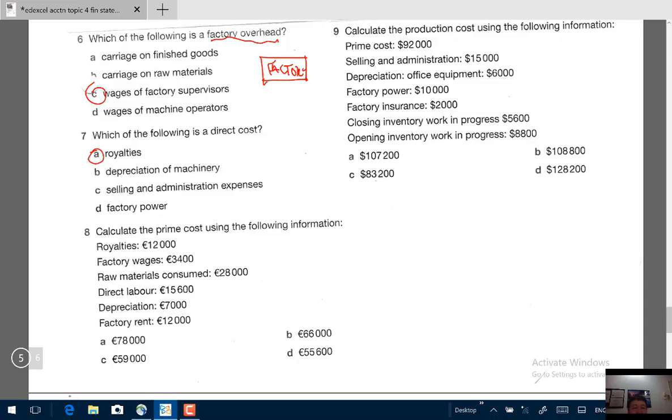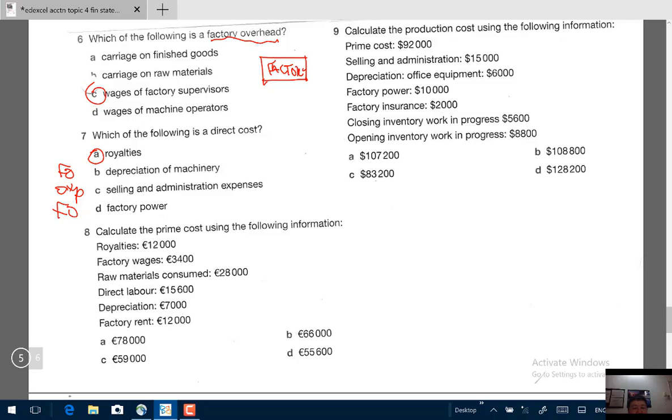Royalties? Yes. Depreciation of machinery? No, it's a factory overhead. Selling expense? No, it's an expense that goes to the income statement. Factory power is also a factory overhead, so the only answer is royalties. Royalties, why is royalty a direct cost or a direct expense? Because based on the number of items that you manufacture, you have to pay royalties to that person or to that company or to that corporation that gives you permission to manufacture using that particular brand name. Okay.